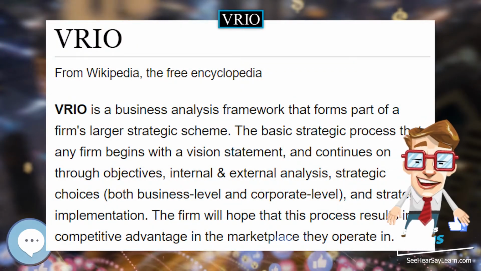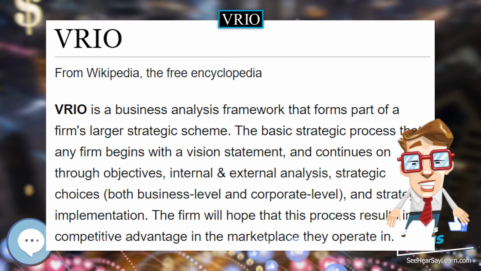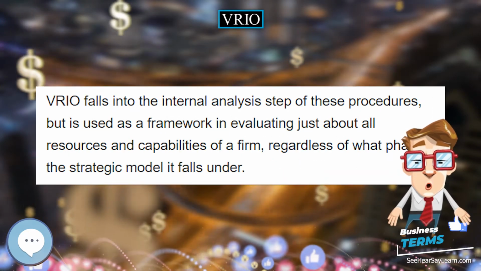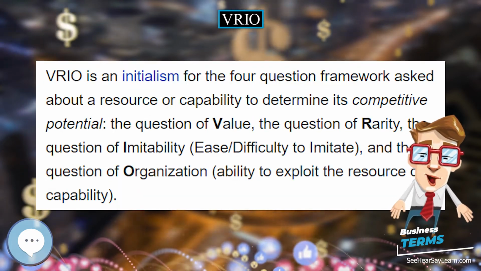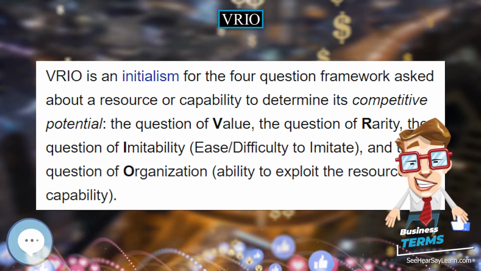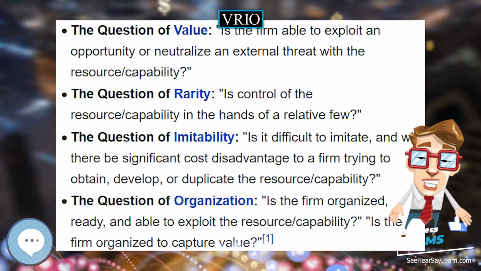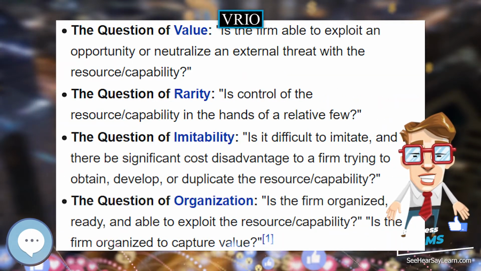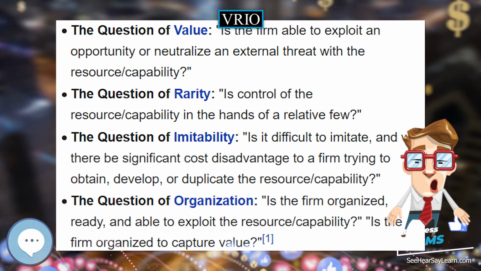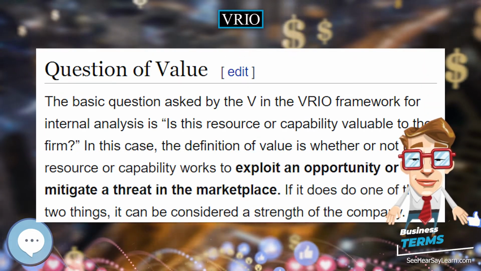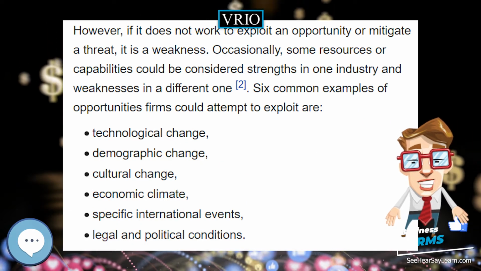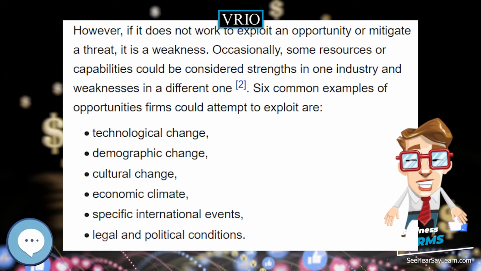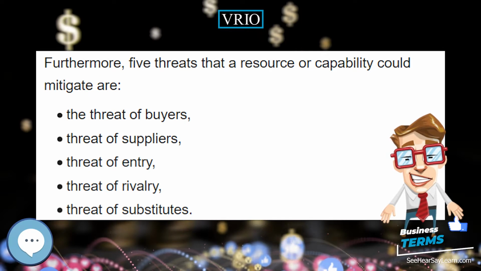VRIO is a business analysis framework that forms part of a firm's larger strategic scheme. The basic strategic process that any firm goes through begins with a vision statement, and continues on through objectives, internal and external analysis, strategic choices, both business level and corporate level, and strategic implementation. The firm will hope that this process results in a competitive advantage in the marketplace they operate in.